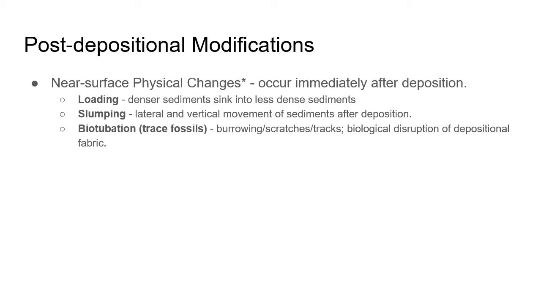And these include, but are not limited to, loading, in which case the denser sediment is going to sink into less dense sediment. So just because it lands doesn't mean it stays put. It can also work its way further down into a matrix of previously deposited sediment. You can get slumping, which is any kind of lateral or vertical movement of sediment after deposition. It's usually a pretty sizable region that's undergoing this. And of course, bioturbation, where we have trace fossils, burrowing, scratches, tracks, any kind of biological modification or disruption of that depositional fabric.